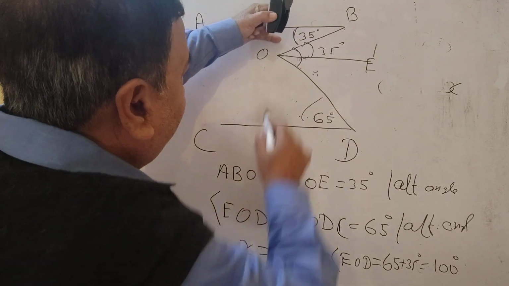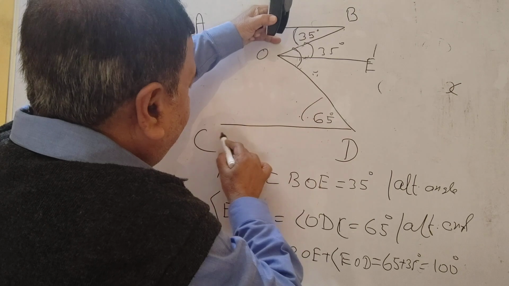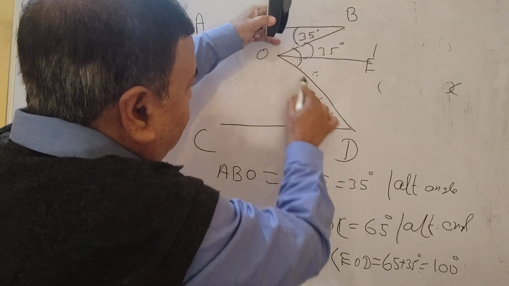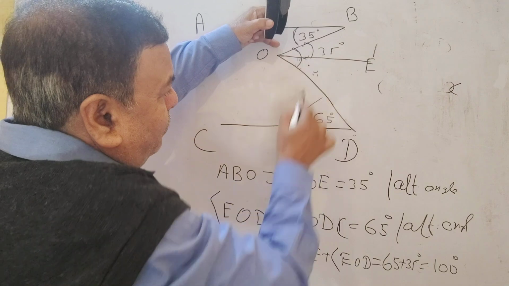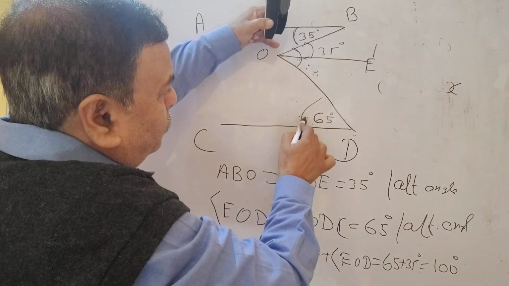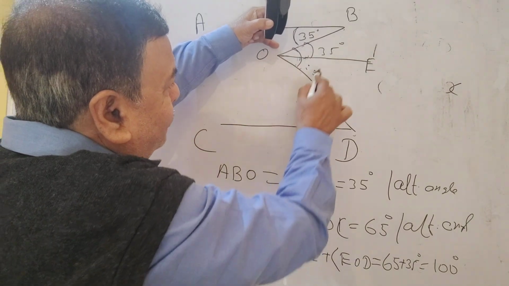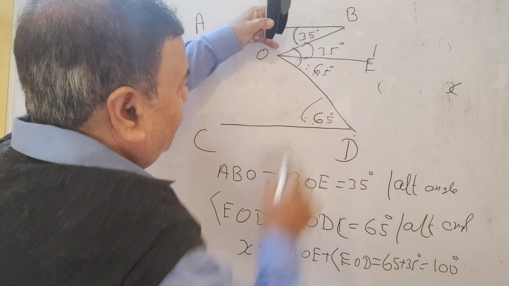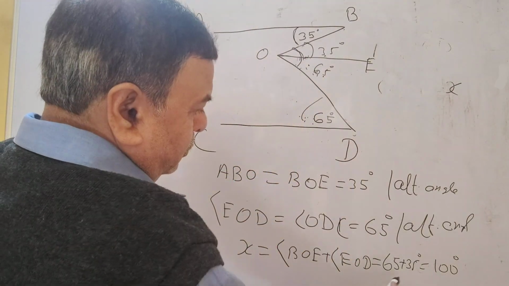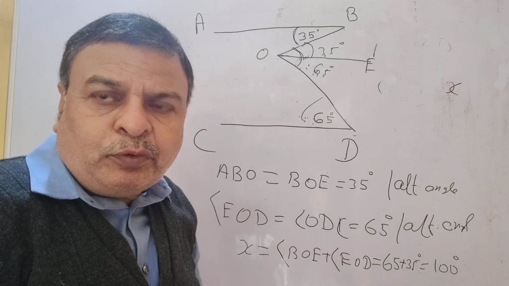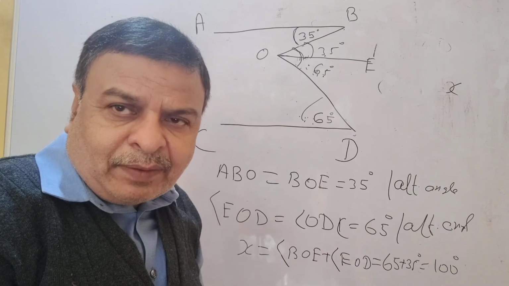And again we concentrate on this part. OE and CD are parallel. Again this is a transversal line OD. So this angle will be equal to 65 because these both are alternate angle. So this is also 65. And this is 35 and 65 make 100. So hope you understand. Let us go to the next sum.